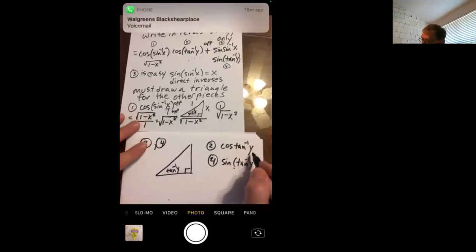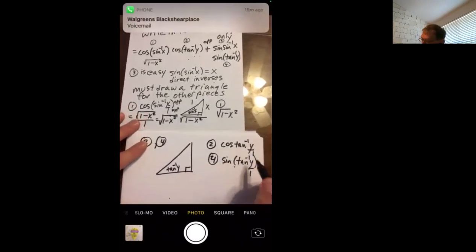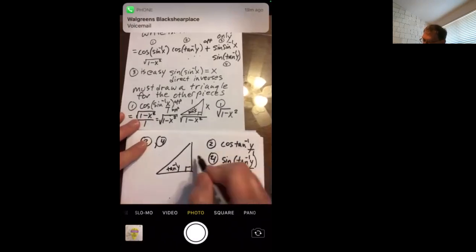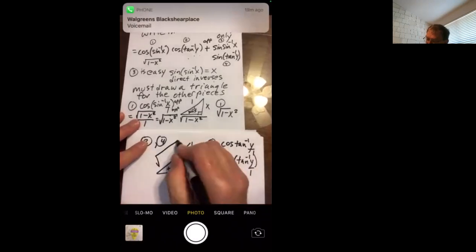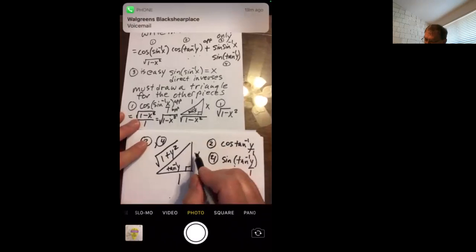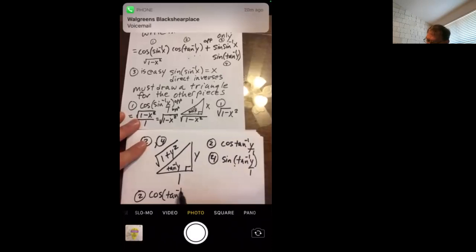Do piece 2 first. Put that over 1, and your tangent is opposite over adjacent, making this the square root of 1 plus y squared. Leg squared, add them up, take the square root, you get the hypotenuse. Piece 2, cosine of arctangent y, is equal to 1 over the square root of 1 plus y squared.